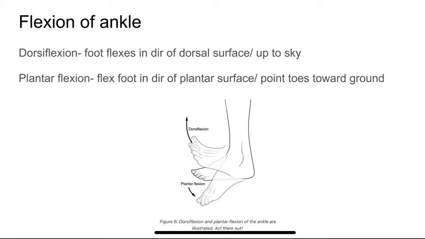Then there are different terms for flexion of the ankle. Dorsiflexion is when the foot flexes in the direction of the dorsal surface, or up to the sky, and plantar flexion is when the foot flexes in the direction of the plantar surface, or the toes point towards the ground.